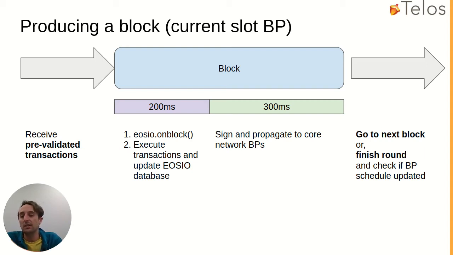So now, once it's their turn, the current slot BP creates a block. They have to do that in half a second, 500 milliseconds. And they have 2 time frames within that. In the first 200 milliseconds, they have to create the block. And that means that they create the block structure. The first thing they do is they execute the on-block action, and then they execute all of the other transactions that they've received from the network. Then in the next 300 milliseconds, they sign the block and propagate it out to the rest of the top 21 BPs.